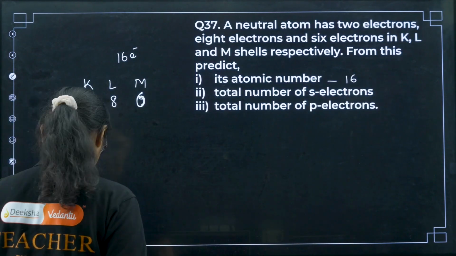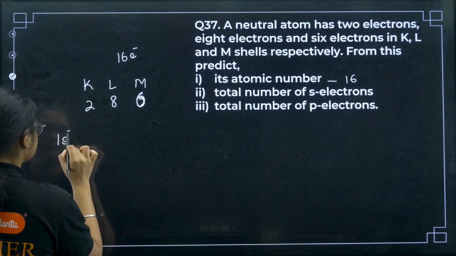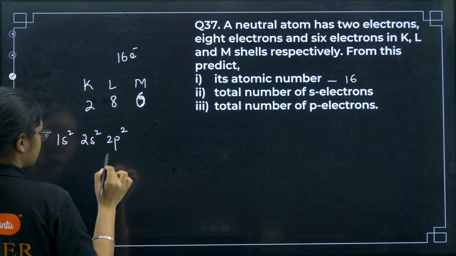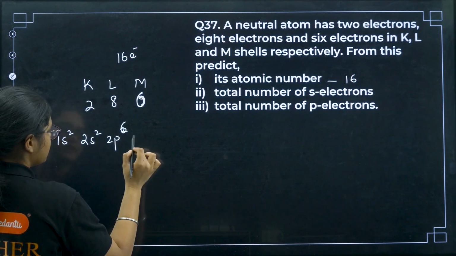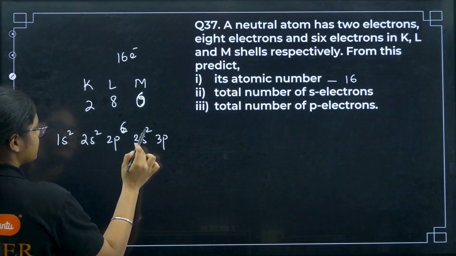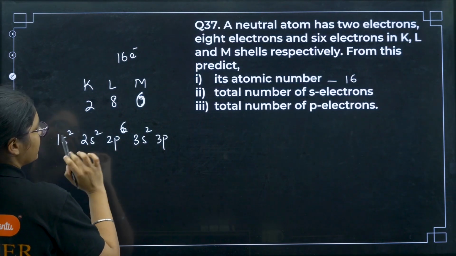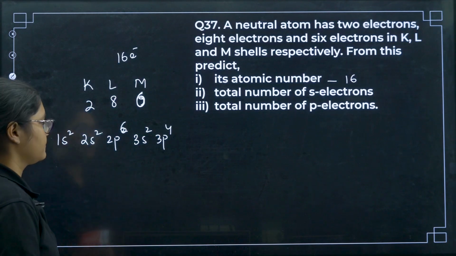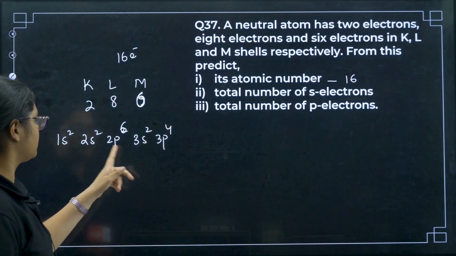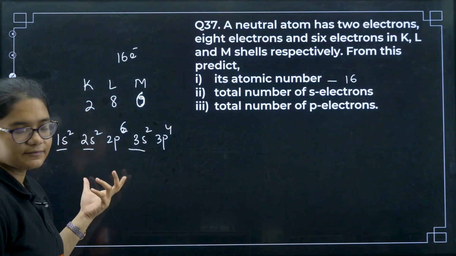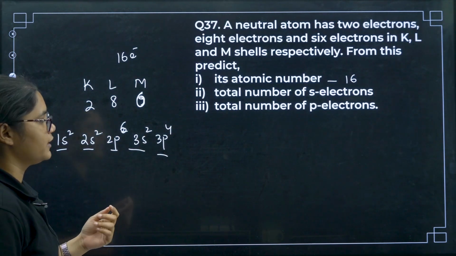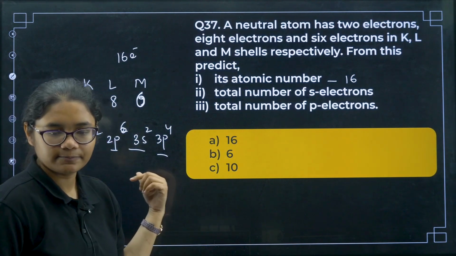If I want to write the electronic configuration, it is 1s2, 2s2, 2p6, then 3s2, then 3p4. This is the configuration. Now how many s electrons are there? It is 6. How many p electrons are there? 6 plus 4, 10. So that is what you have to do here.